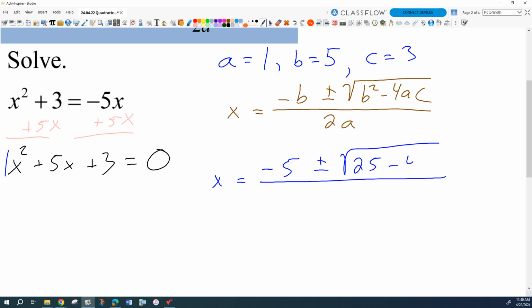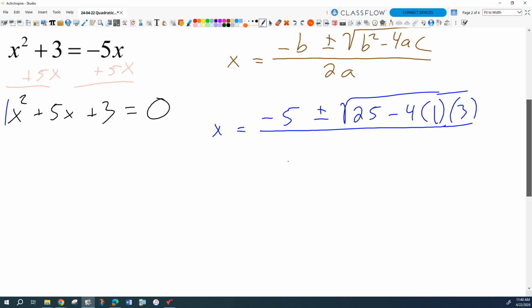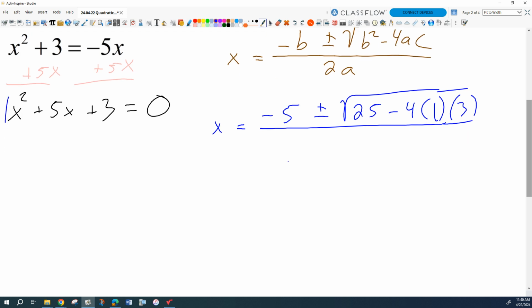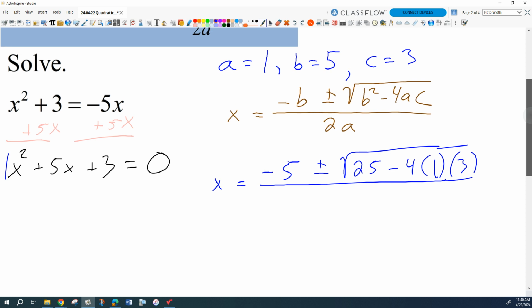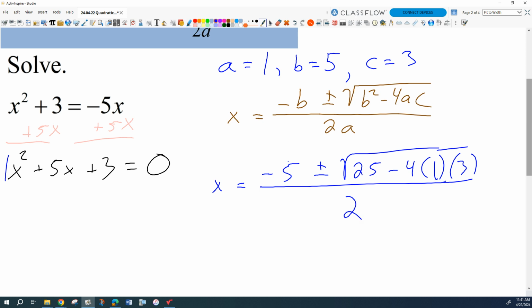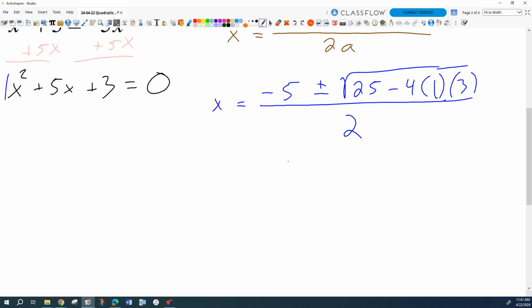Minus 4 times 1 times 3. Okay, good. So 25 minus 4 times 1 times 3, all divided by 2a, which is what? 2 times 1, which is 2. Okay. So there's our formula. Now we just have to do a little arithmetic, simplify stuff ever so slightly.